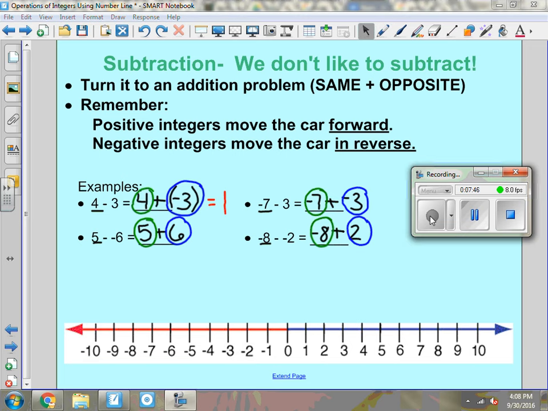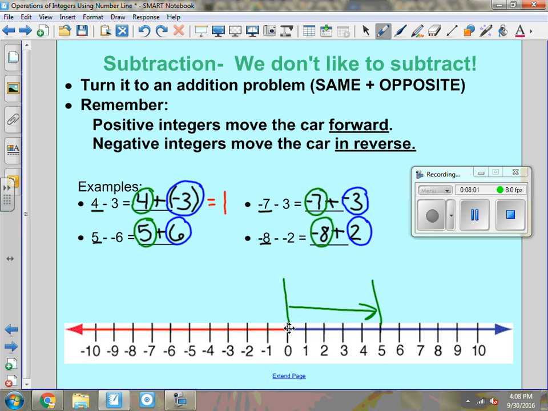Alright, I'm looking at my next example. I have a positive 5, so I'm going to start from 0 and move 5 spaces forward. That's the end of my first trip. And then I'm going to continue moving forward because my next integer is a positive 6. And it looks like I'm going to run out of room on this number line, but we know that my next spot right here is going to be a positive 11. And that's where my last trip is going to end. So my final answer here is a positive 11.